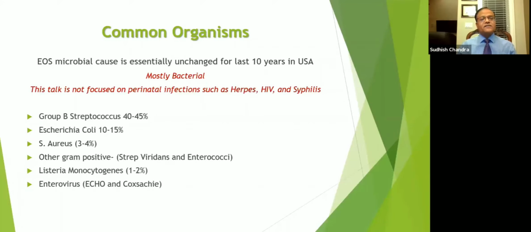So common organisms, a simple, straightforward slide. Most of the time they are bacterial, and the prevalence or incidence may have changed, but the microbial causes have not changed. If you see, GBS is still 40 to 45%, then E. coli, Staph aureus, and other gram-positives like Strep viridans and Enterococci, which are very less common in early onset, and much more in late onset. Listeria is worth a mention because it is very difficult to treat.